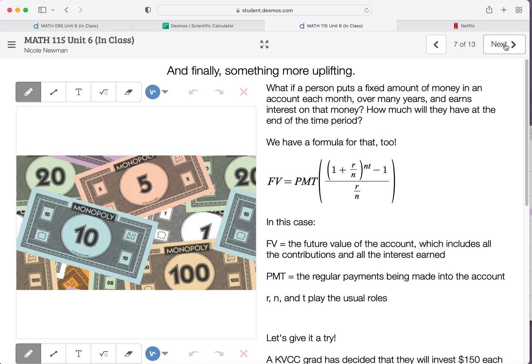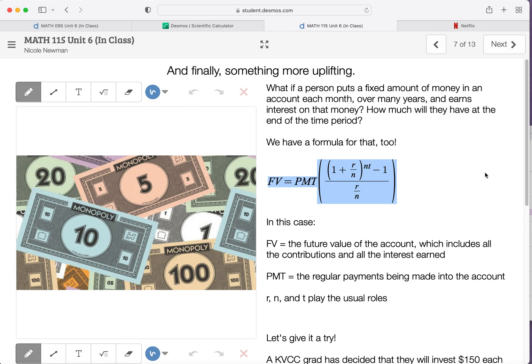So we've been working on consumer loans, which can feel really demoralizing with all of the money that goes to the bank. But here's one, a different style of problem that's a little bit more uplifting. This is about you saving for the future. So we have a new formula for this. It looks like it has all of the same components that we've already been talking about.